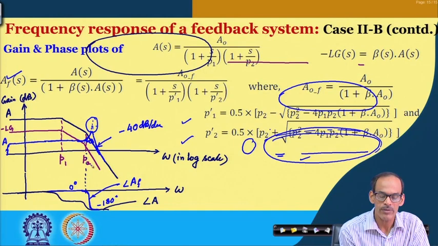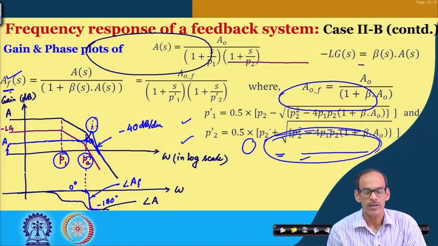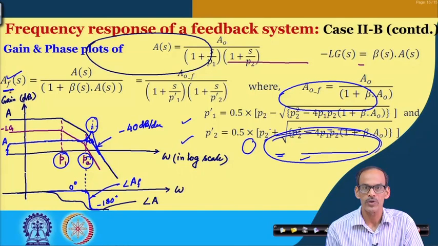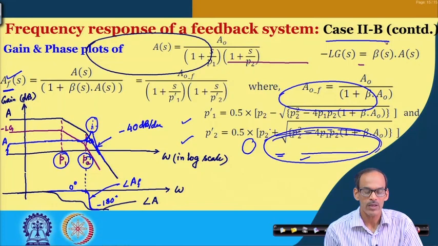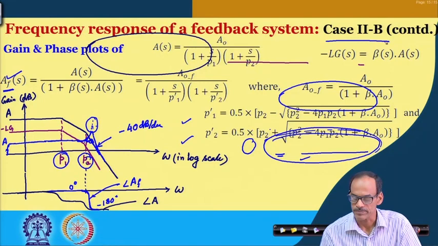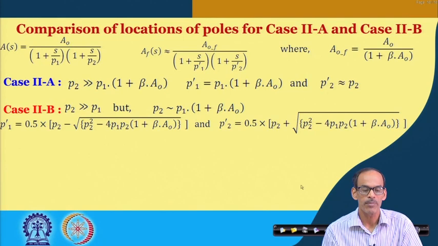the poles of AF can be distinct real poles, or they can be a complex conjugate pair. Now, if I try to compare the location of poles for these two cases, case 2A and case 2B, you can probably try to correlate the location of poles, particularly the forward amplifier pole locations, and then the pole locations of the feedback system. So, in the next slide, we are going to compare the location of poles.